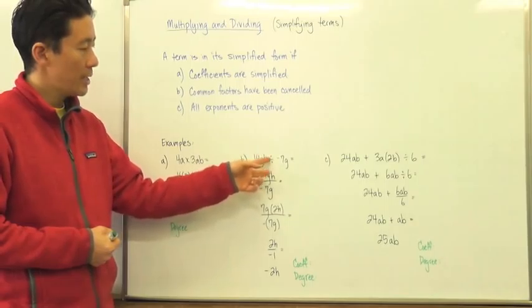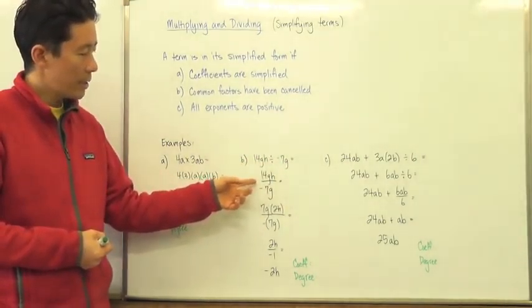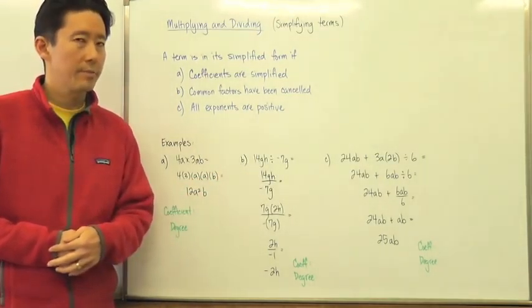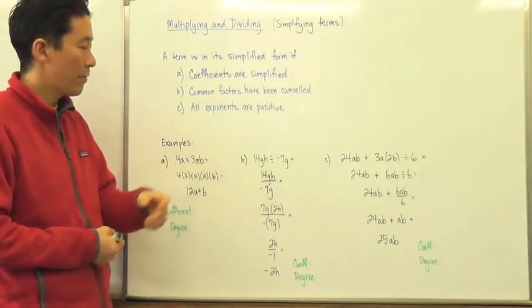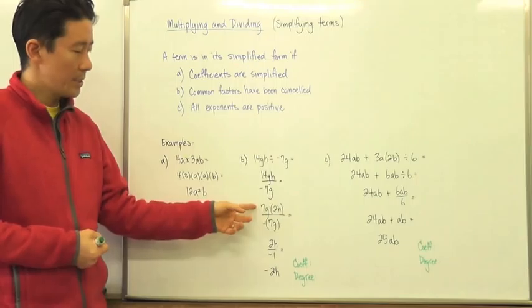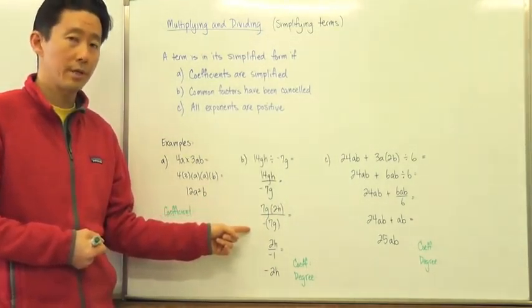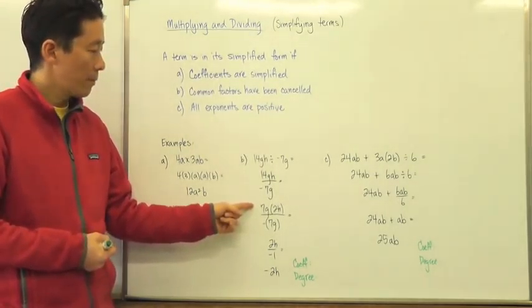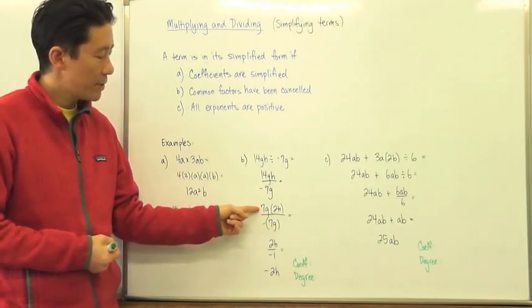Here's 14gh divided by negative 7g. Now we'll go ahead and write it like this because this will be a much more convenient method for us to show how we can cancel common factors. Although this step may not seem important at this point, later it will be very, very critical. What I'll do is take out the greatest common factor, which is going to be 7g.